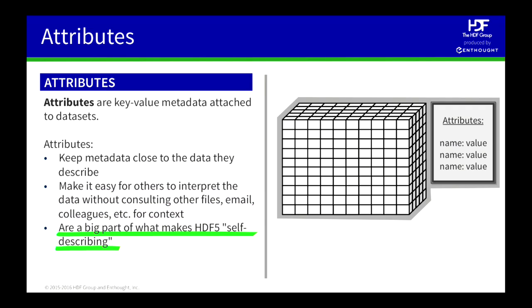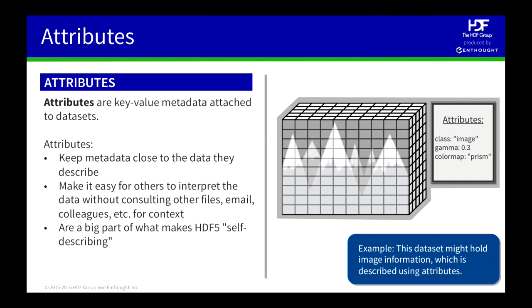This is a big part of what makes HDF5 a so-called self-describing format. In other words, you can interpret the meaning of the data without having to reference other documents. For example, you might have an array or a dataset in HDF5 that contains image information. This would be communicated by a series of attributes that describe properties of the image.